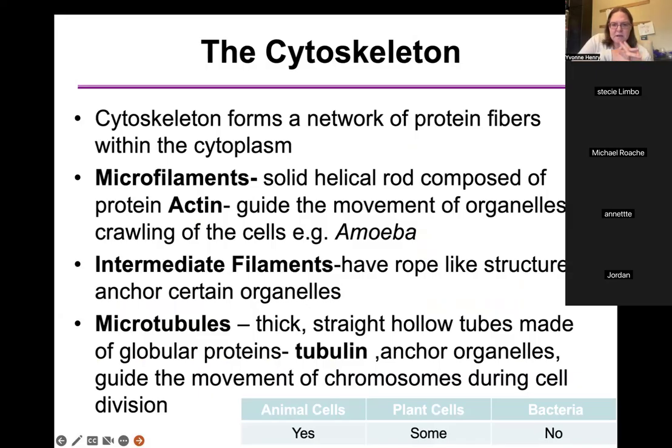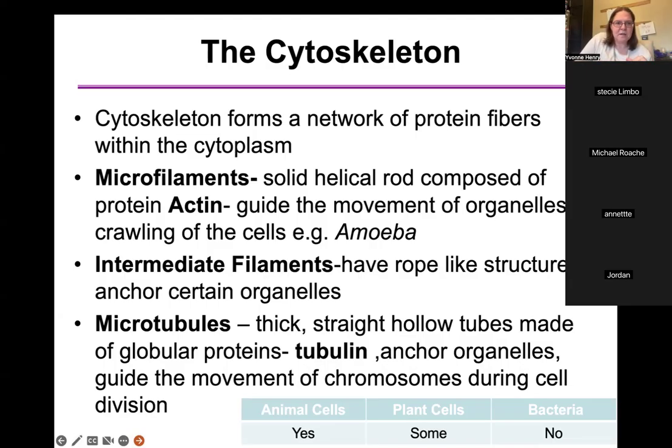Animal cells and plant cells do have cytoskeletons, but bacteria do not. Those prokaryotes don't need them. And think of the size difference between animals and bacteria cells, right? Animal cells are 10 times bigger. They're 10 microns or bigger, where bacteria cells are at most 1 micron. Okay, so it's a 10 times size difference. These different tubes and structures kind of work like a highway to move things around the cell.